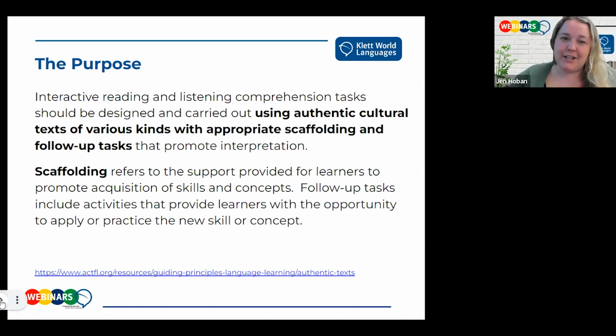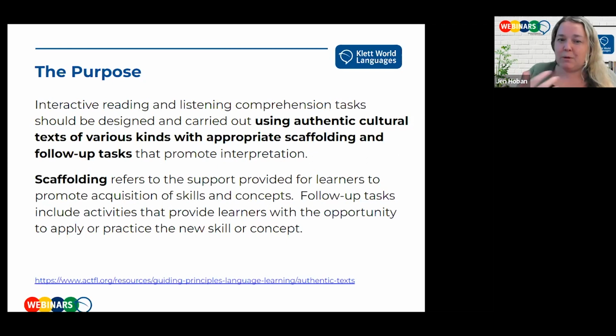Interactive reading and listening comprehension tasks are designed using authentic cultural materials, and we can scaffold those up and create follow-up tasks that allow the students to interpret them. I'm going to dig into that a little bit more, but scaffolding refers to the support that we give our language learners, and we can do that through many different ways, whether it's pre-reading activities, or support that we add into the texts themselves with pictures or ways to help them understand a little bit better. It's really important to help them grow their understanding, but also make it an experience that's not too difficult and challenging. Well, we want it to be a little bit challenging, but not overwhelming for them.